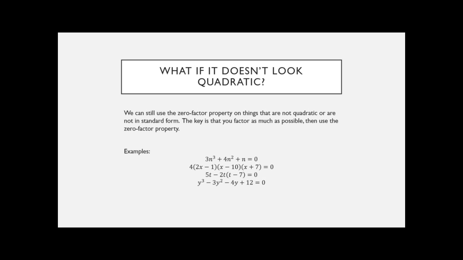So we've got 3n cubed plus 4n squared plus n. You've got something with a whole bunch of things multiplied together. That goes straight to the zero factor property. You've got something where part of it is multiplied, some of it's not. So let's just do a couple of these so I can show you how this works.